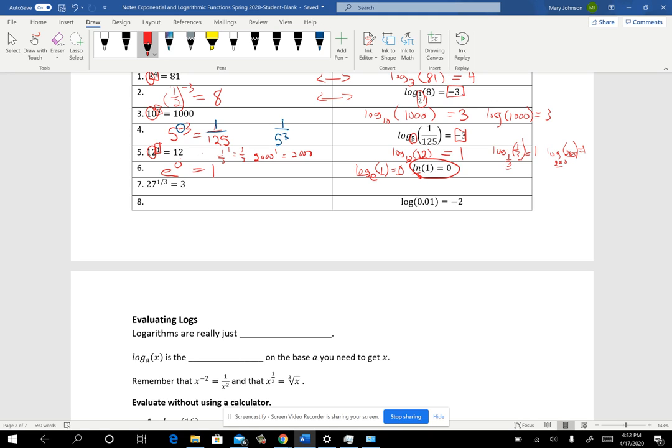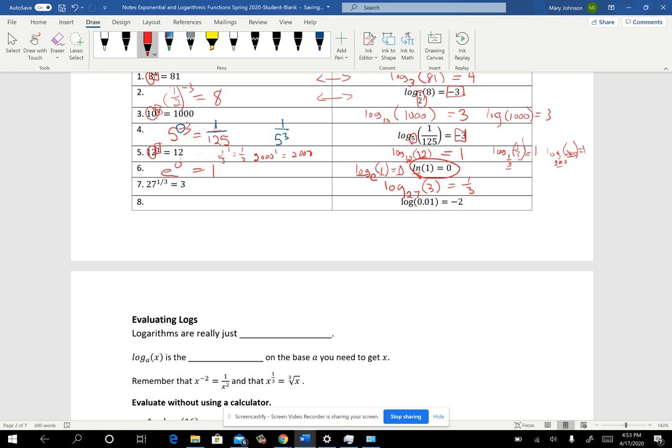Okay. All right. Now, this one started out in exponential form. I'm trying to put it in log form. So the base has to be 27. Okay. The exponent is 1/3. So it's going to go over here. And then this would be 3. Okay.